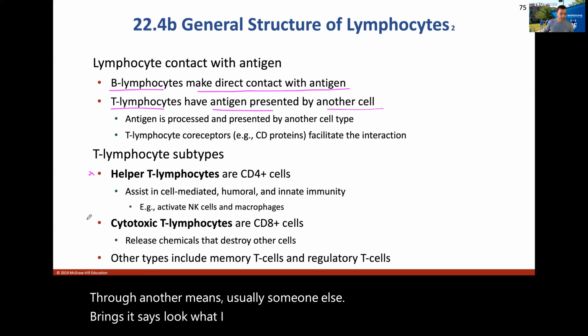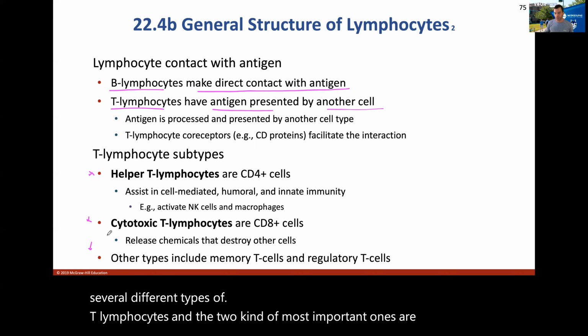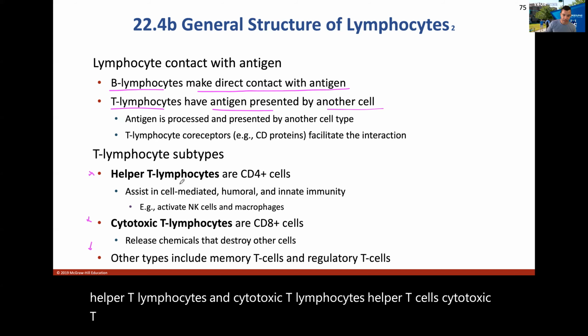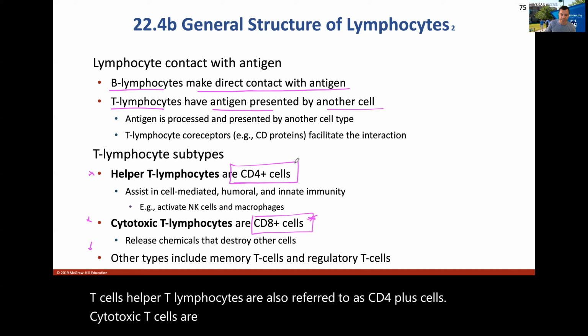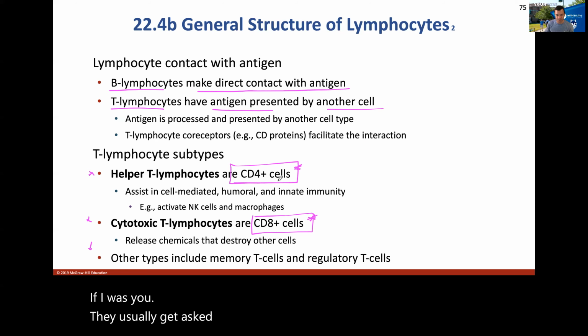We have several different types of T lymphocytes, and the two most important ones are right here, okay? Helper T lymphocytes and cytotoxic T lymphocytes. Helper T cells, cytotoxic T cells, okay? Helper T lymphocytes are also referred to as CD4 plus cells. Cytotoxic T cells are usually called CD8 plus cells. I would know those if I was you. They usually get asked on exams, board exams, and stuff like that, from what I hear as well.